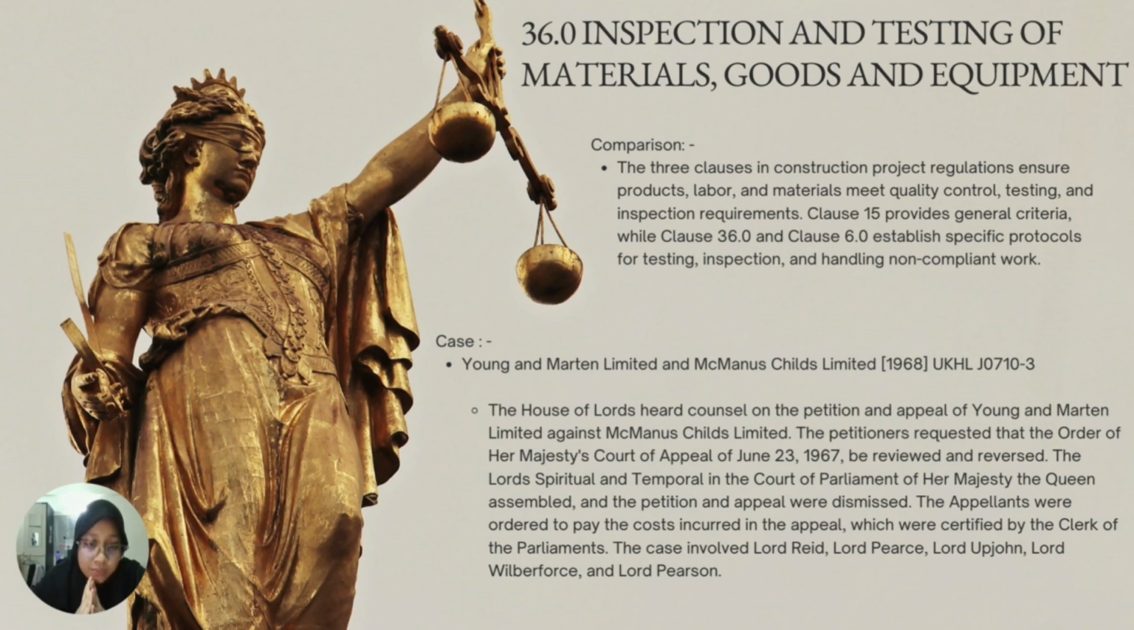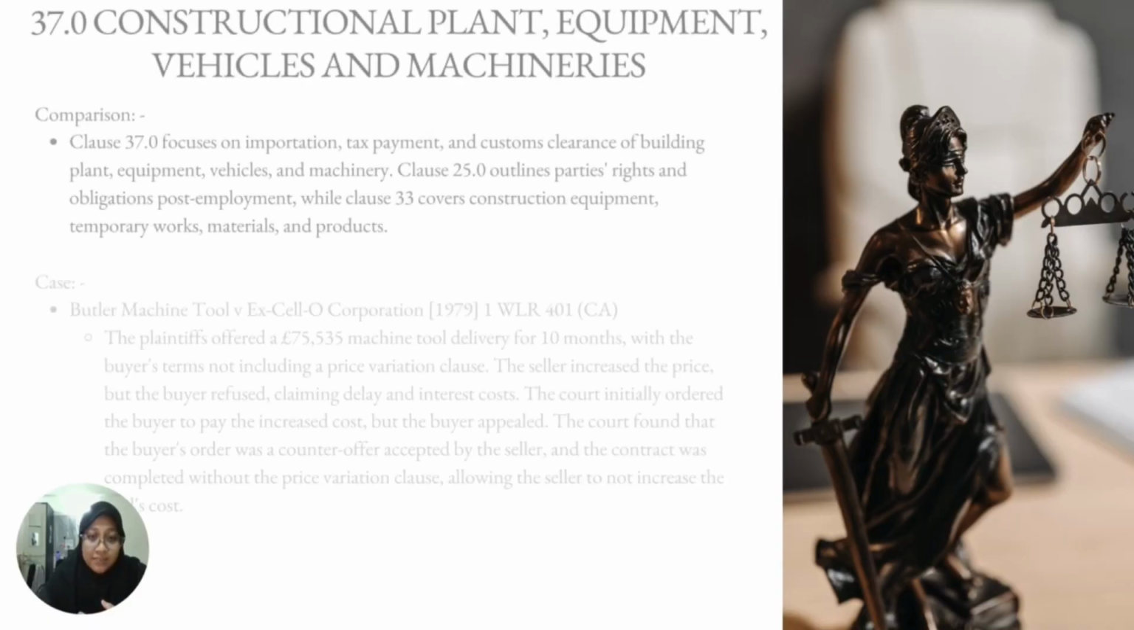McManus Childs Limited. The House of Lords heard counsel on the petition and appeal of Young and Martin Limited against McManus Childs Limited. The petitioner requests that the order of Her Majesty's Court of Appeal of June 23, 1967 be reviewed and reversed. The Lords Spiritual and Temporal in the Court of Parliament of Her Majesty the Queen assembled, and the petition and appeal were dismissed. The appellants were ordered to pay the costs incurred in the appeal, which were certified by the Clerk of Parliament. The case involved Lord Reid, Lord Pearce, Lord Upjohn, Lord Wilberforce, and Lord Pearson.